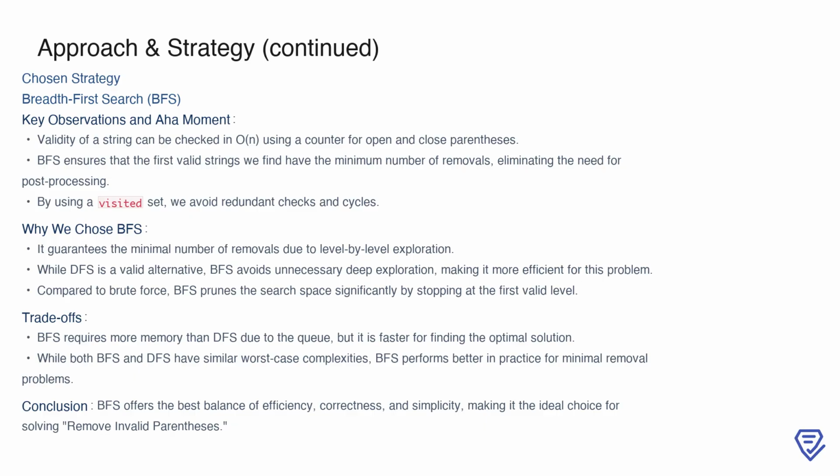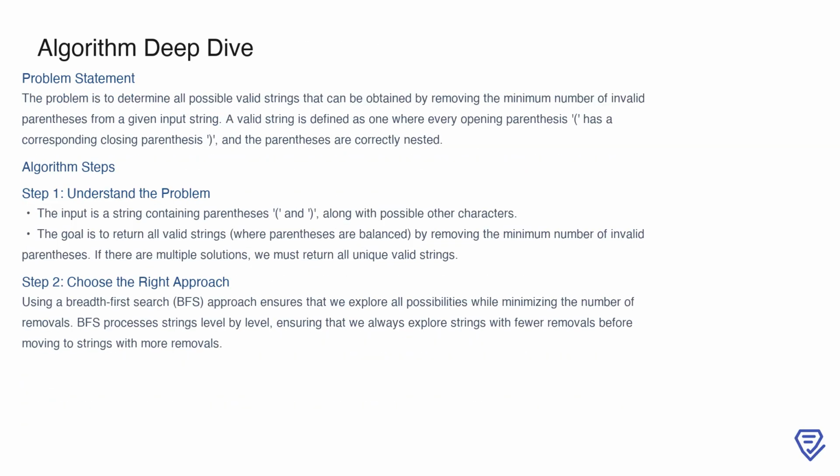To solve this problem, we need to determine all valid strings that can be formed by removing the minimum number of invalid parentheses from a given input string. A valid string is defined as one where every opening parenthesis has a corresponding closing parenthesis, and these pairs are correctly nested. To approach this, we first analyze the input, a string containing parentheses and possibly other characters. The task is to remove just enough parentheses to make the string valid, while ensuring all resulting strings are unique.